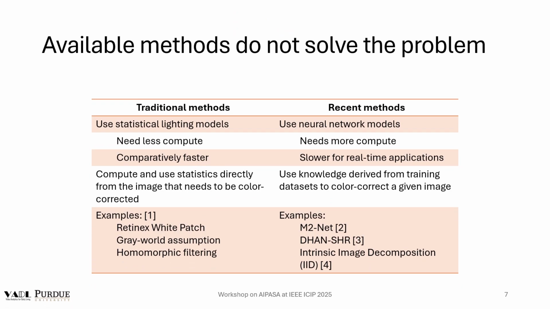Available methods for color correction include both traditional and recent methods, both of which do not solve our problem. The traditional methods use statistical lighting models, which need less compute and are comparatively faster. The recent methods use neural network models that need more compute and are slower for real-time applications. The traditional methods compute and use statistics directly from the image that needs to be color corrected. The recent methods use knowledge derived from training datasets to color correct a given image. Examples of both types of methods are shown on this slide.